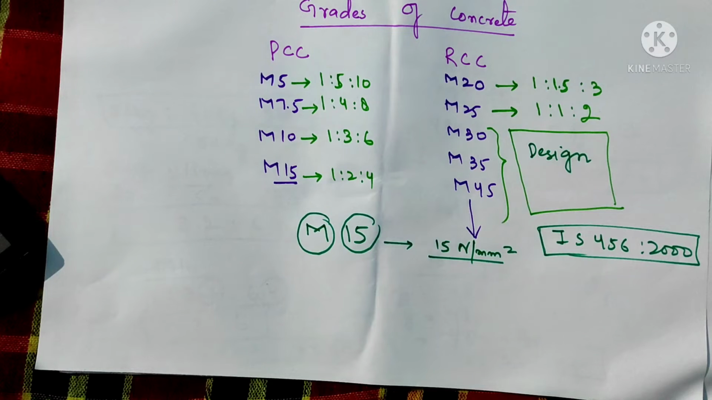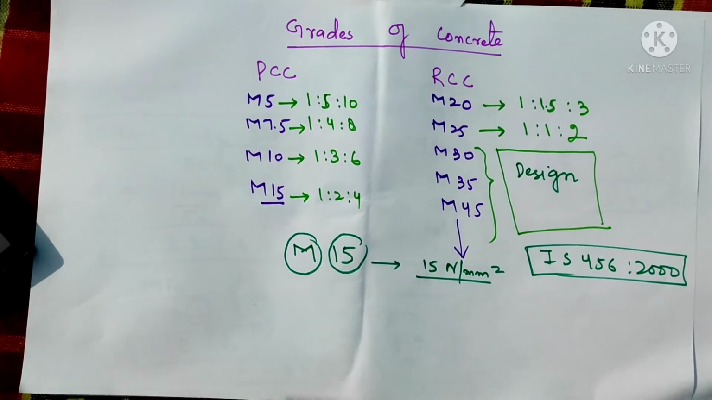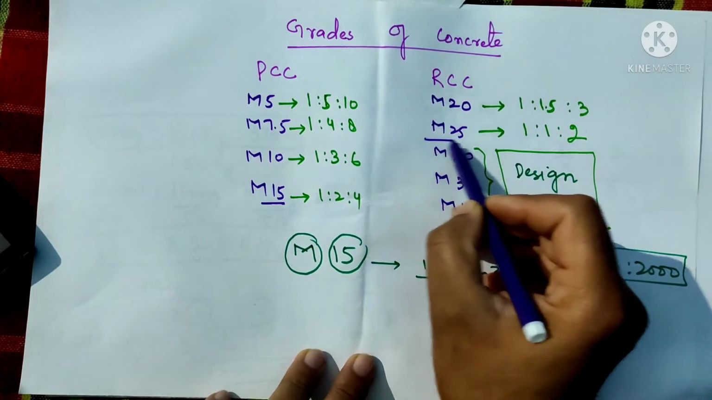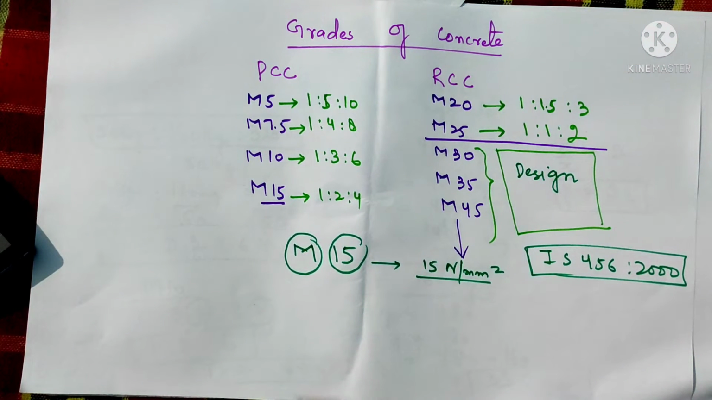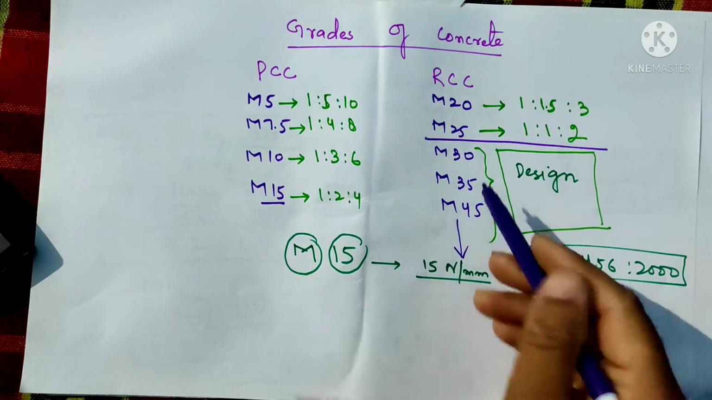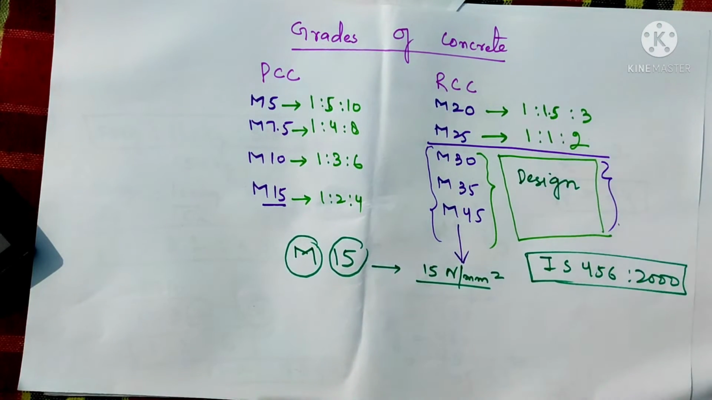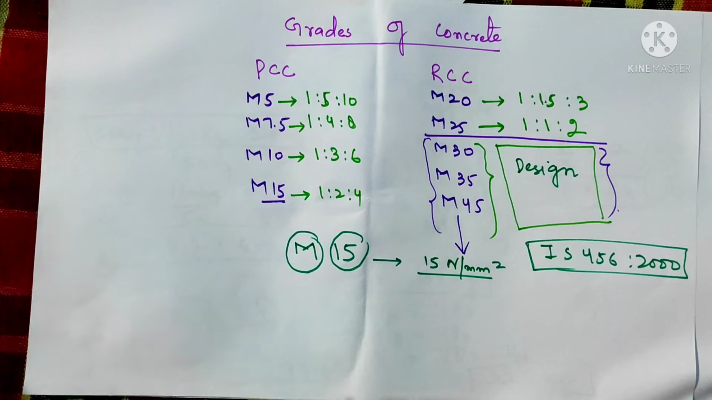So grades of concrete: M5, M7.5, M10, M15, these are the grades of concrete, and up to M20 or 25 without any hindrance we can just use these ratios at the site and execute our work. But for M30, M35, M45 we have to first get the design mix, and then afterwards we can execute the concreting and various other things at the site.